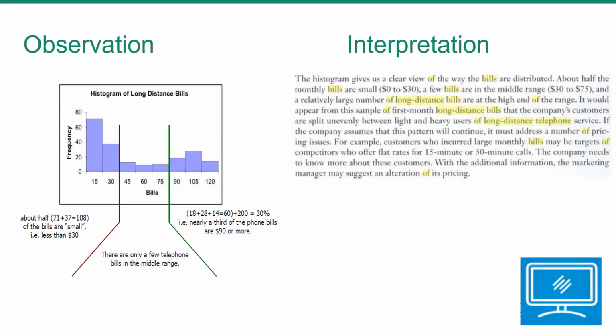If you look at the data set, almost half of the people have a bill between 0 to 30, right? If you look at this histogram, you can divide the whole data set into three groups. The first group has 108 out of 200, so more than 50% of people have small bills. You can call this the small bill group.